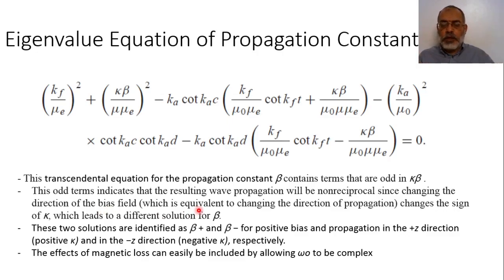Assume that the biasing is still in y direction, but the propagation instead of being in positive z, it would be in negative z. This is effectively equivalent to propagating in positive z direction, and instead of using positive y biasing, using negative y biasing. So either I'm changing the direction of propagation and keeping the direction of the biasing, or keeping the direction of propagation and changing the direction of the biasing. Anything of this. So changing the direction of bias field, which is equivalent to changing the direction of propagation, will change the signs of kappa in the permeability tensor. And changing the sign of kappa will change the eigenvalue equation, which leads to different values of solution for beta.